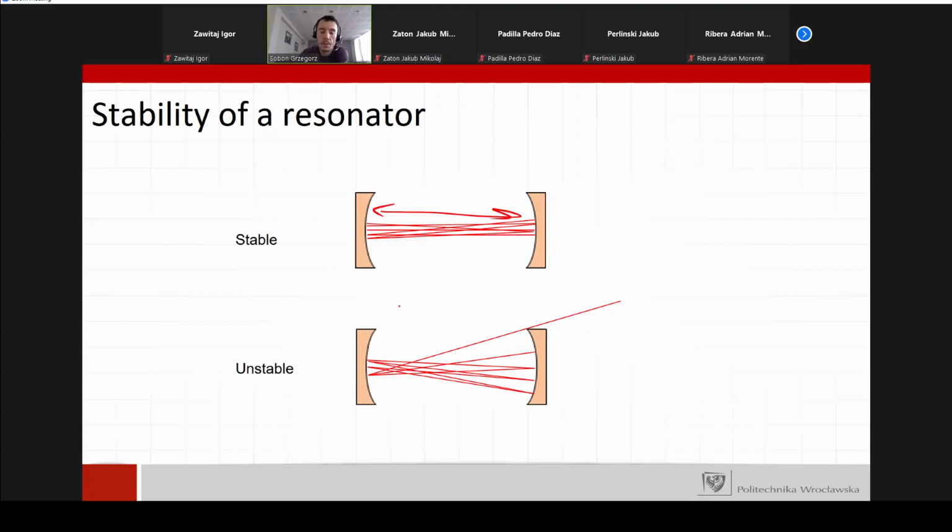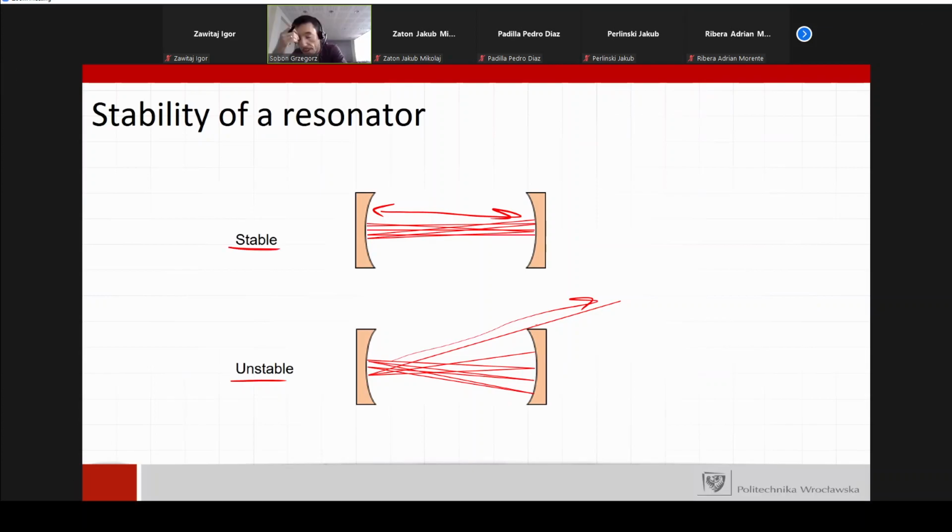An unstable resonator means that after some passes of the resonator, let's say after sometimes 100 or maybe millions of bounces between these mirrors, the ray will start to exit from the resonator. And of course, this is in most of the cases something which is unwanted, because we would like to have a stable resonator most of the time, but there exist lasers based on unstable resonators, and this is also working.